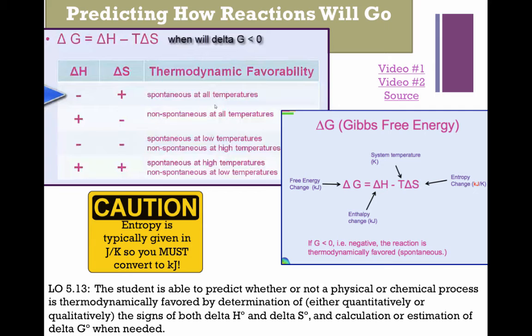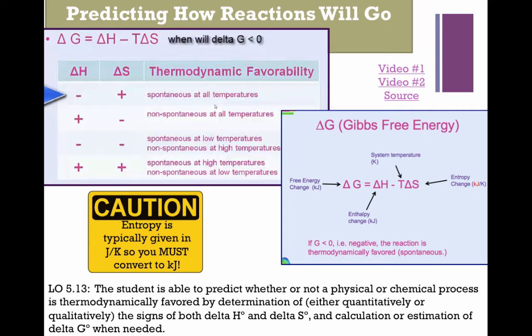Entropy is in joules. If entropy is in joules, you need to convert it to kilojoules. Your units have to be the same. And then, using this right here, you can figure out really anything.